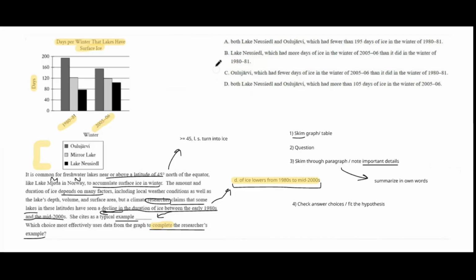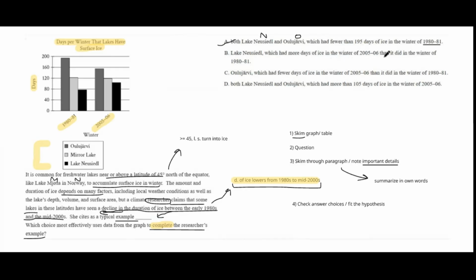Now, let's jump to the graph here and notice that it is saying both Lake N and O, which had fewer than 95 days of ice in the winter of 80 to 81. Now, this one isn't conceptually correct because it is not talking about some sort of decline. It's just talking about the number of days which were in the 1980s. So answer choice A is instantly wrong.